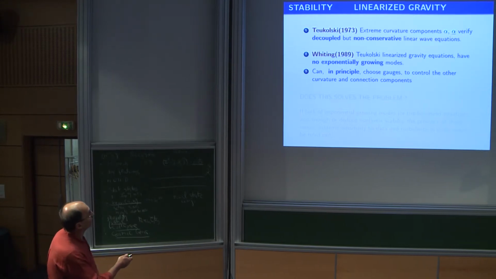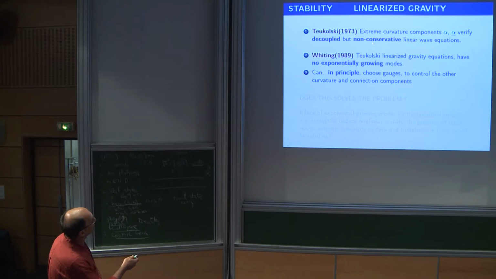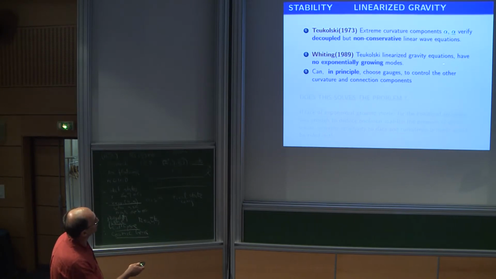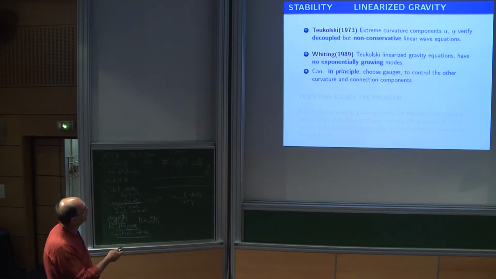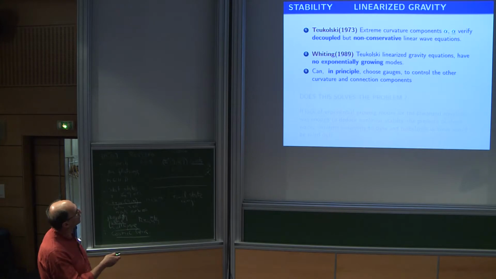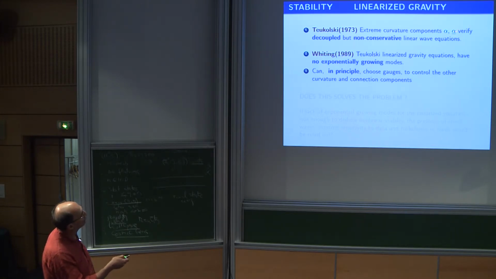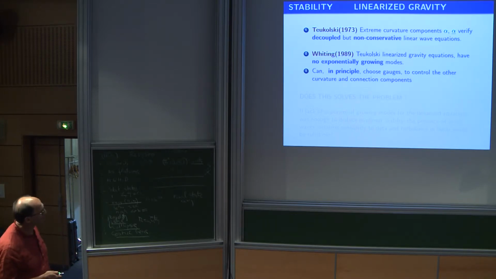Anyway, so using this, Whiting was able to show that in the linearized gravity equation, exactly what I wrote earlier, there are no exponentially growing modes, right? And then in principle, one can show now using gauges that all other curvature and connection components can be controlled once you have this. I mean, once you have control of alpha bar, then in principle you can control all the other components, though even this is highly non-trivial.